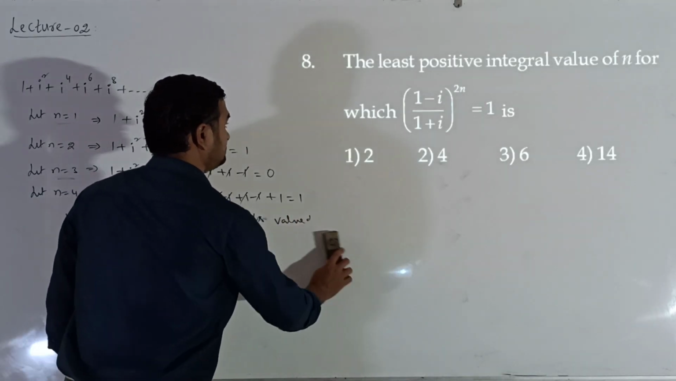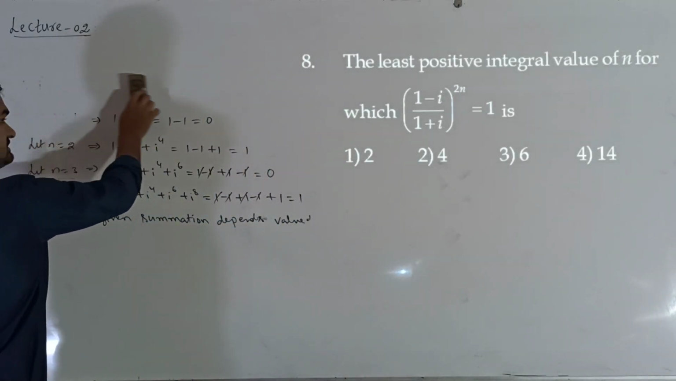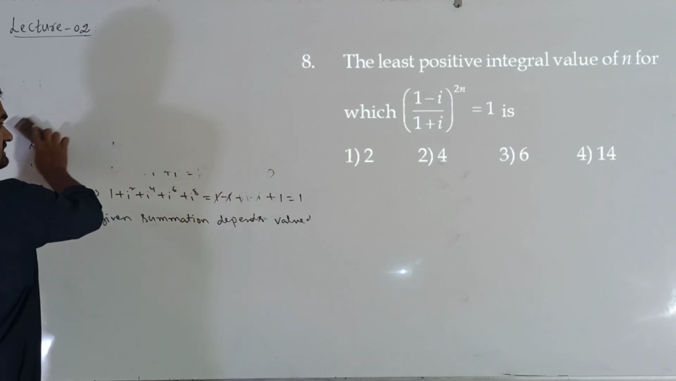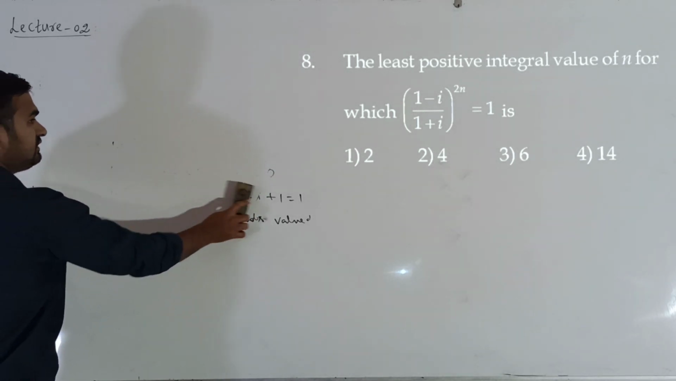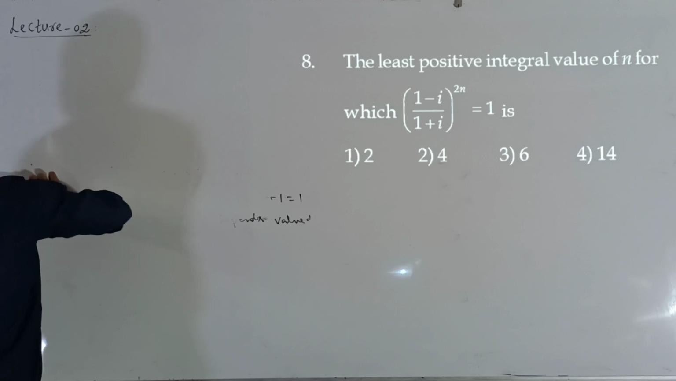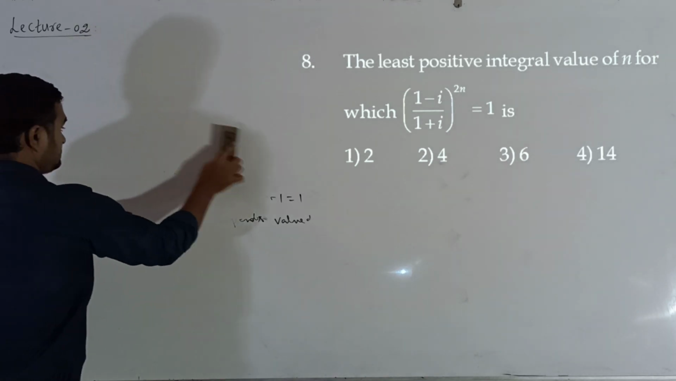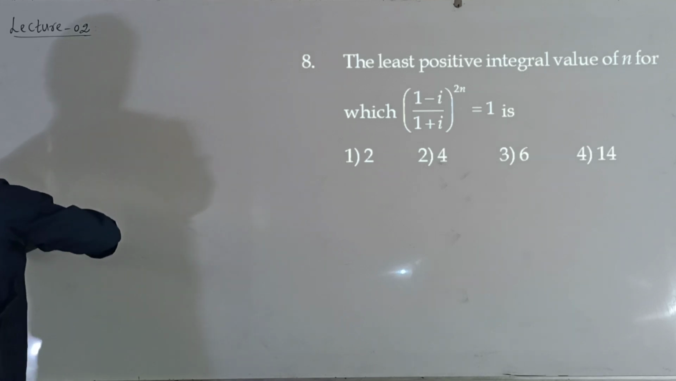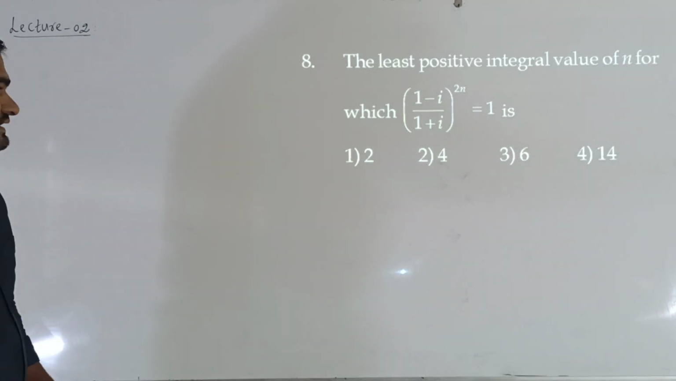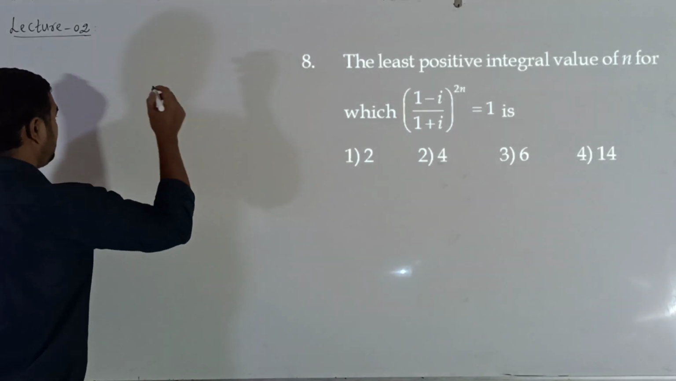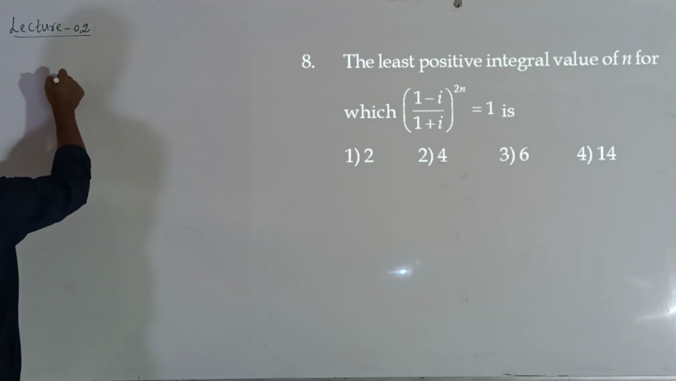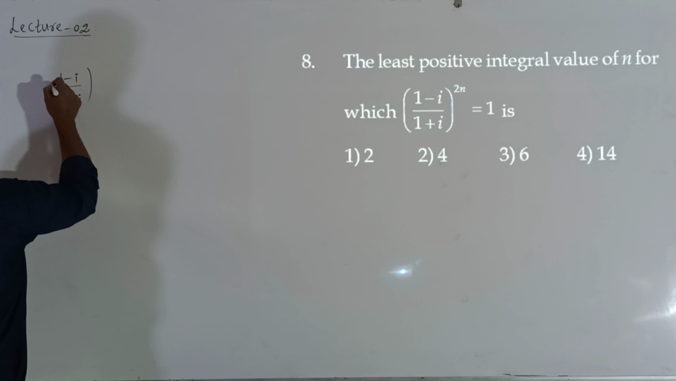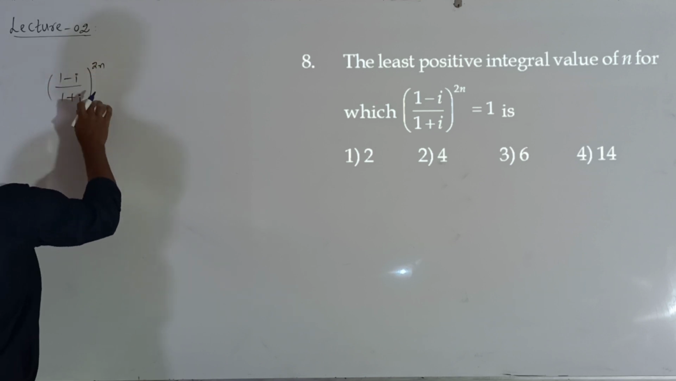So question number 8. The least positive integral value of n for which (1 minus i divided by 1 plus i) whole power 2n is 1. So this type of question we solved in PU. How to simplify (1 minus i divided by 1 plus i) whole power 2n, whatever be the power? 1 minus i divided by 1 plus i whole to the power of 2n we have.